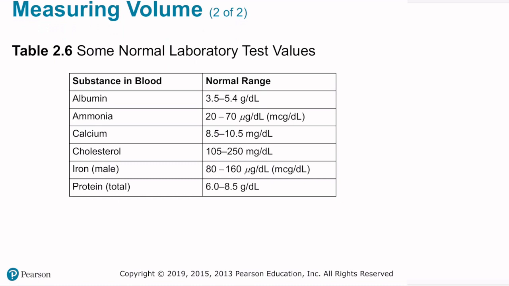Here are some examples of different laboratory values that use the deciliter as the base unit. So albumin, the normal range is 3.5 to 5.4 grams per deciliter. For ammonia, the normal range in blood is 20 to 70 micrograms per deciliter. For calcium, we have 8.5 to 10.5 milligrams per deciliter, and so forth.